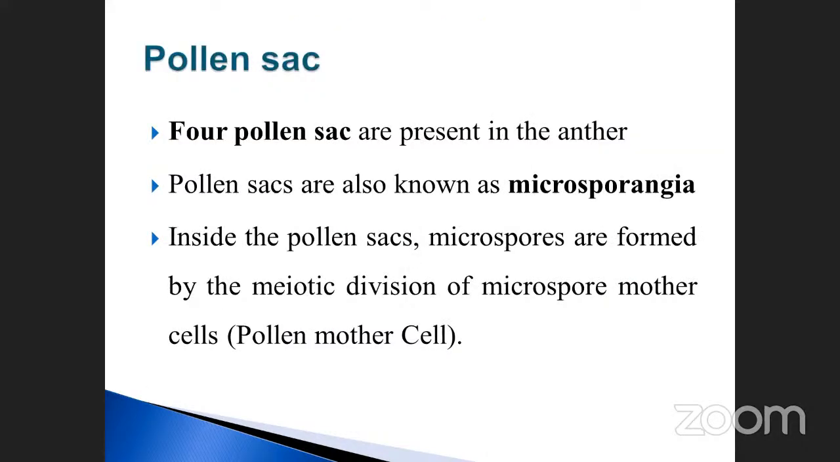See, what is a pollen sac? A sac is nothing but the pollens present in a particular bulge. That is called a sac. How many pollen sacs are present in an anther? Four pollen sacs are present in the anther. The pollen sacs are also known as microsporangia. Inside the pollen sac, microspores are formed.